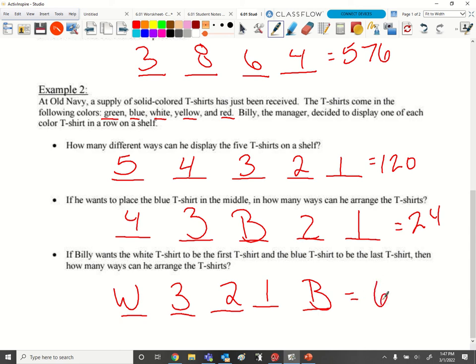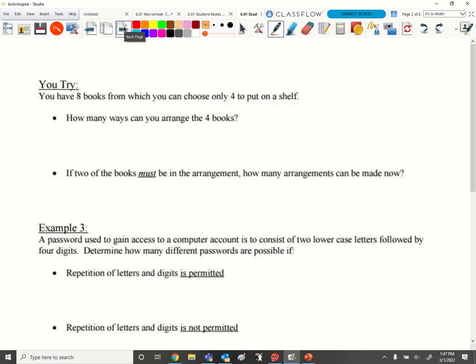Woo! Está muy fácil. Es muy, muy fácil. Right, Candy? Huh? Muy fácil. Maybe. All right, let's go ahead, take a look, and you are going to try this next one.